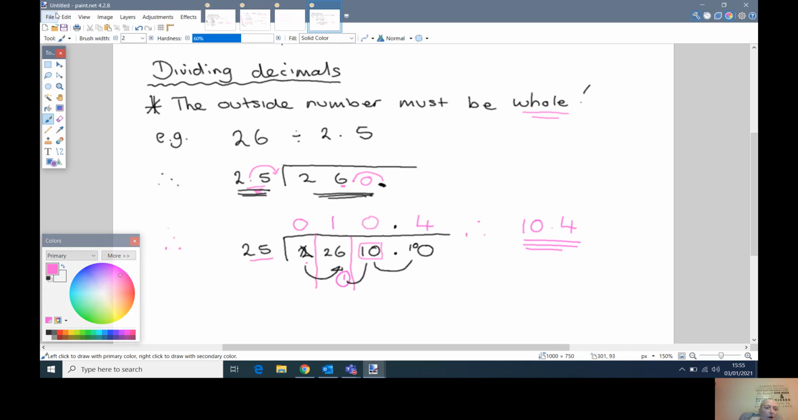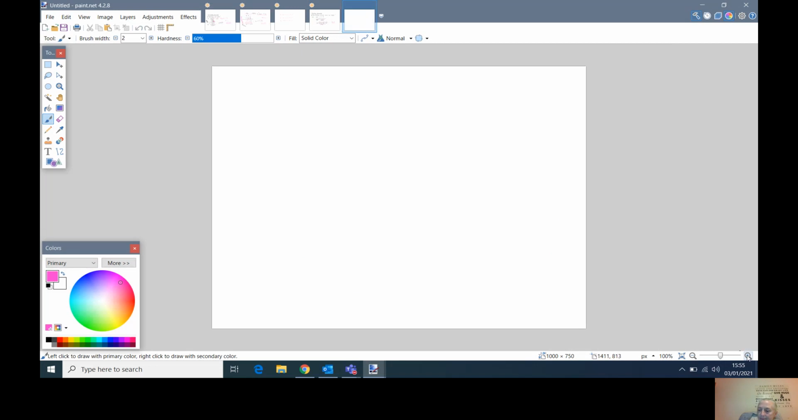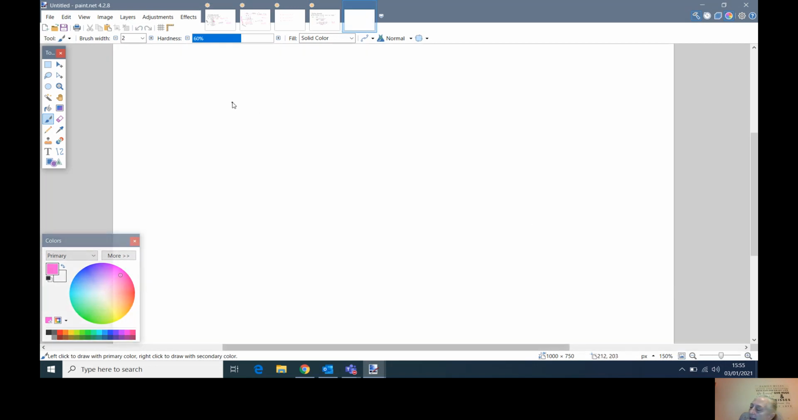So let's do another one. Let's do a harder one. Let's have a look at 46.169 divided by 0.2. It's not that much harder, to be fair. We've got the 2, so we know we're going to have a nice number, but it's a bigger number. So let's set it out.